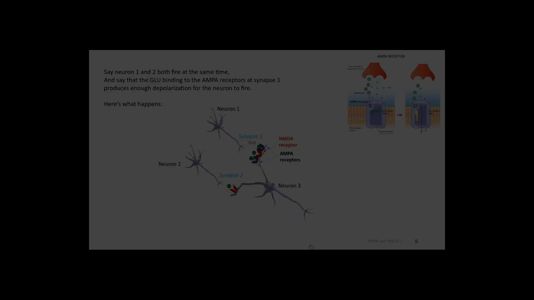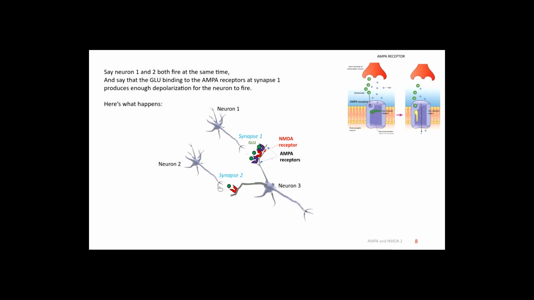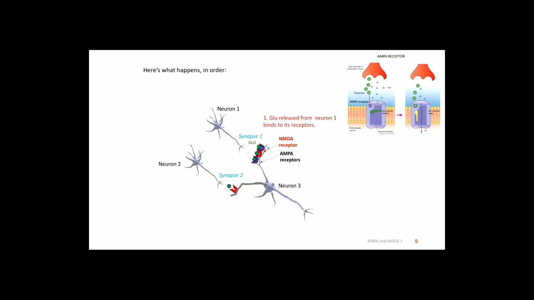So here's what happens. If neuron 1 and neuron 2 both fire, the first thing to notice is that glutamate released from neuron 1 binds to the receptors, and it's the AMPA channels that open, not the NMDA receptor, because again, the NMDA receptor in red here has a magnesium blocking that channel to begin with. So it's got to be the AMPA receptors that start off opening their ion channels for sodium.